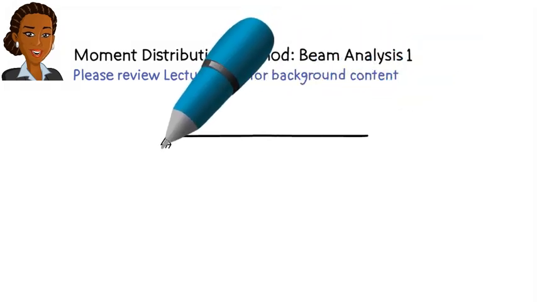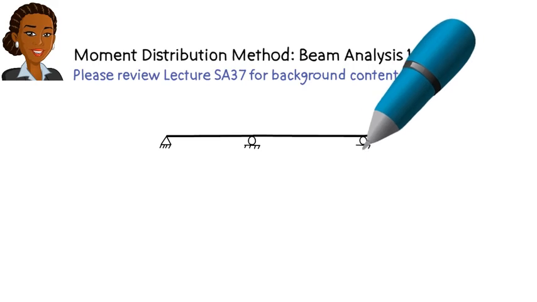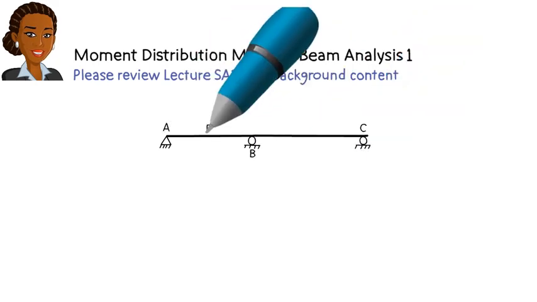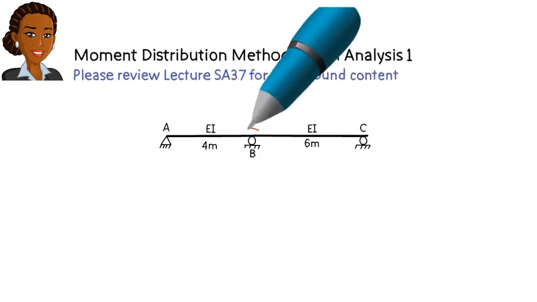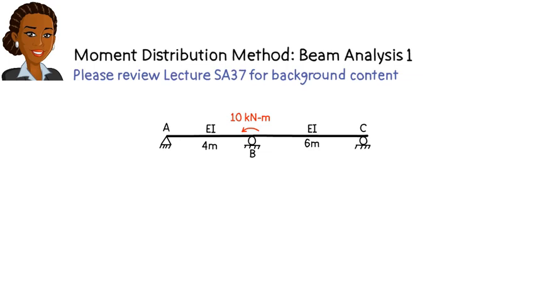Let's start with a revised version of the example problem we considered in the last lecture, a continuous beam subjected to a concentrated moment. We wish to analyze it using the moment distribution method. As the name suggests, this method involves distributing moments. What does that mean exactly?